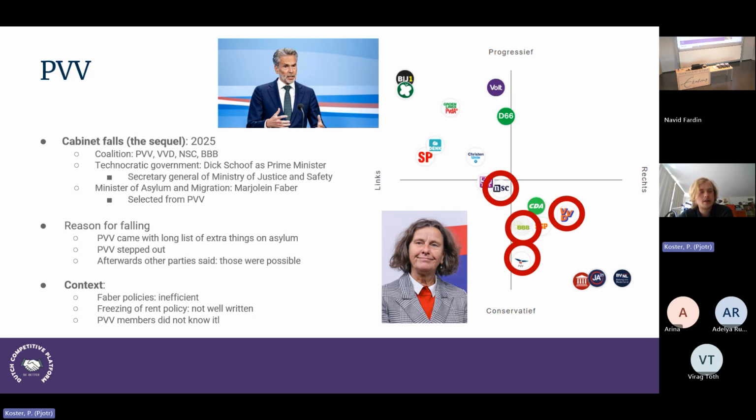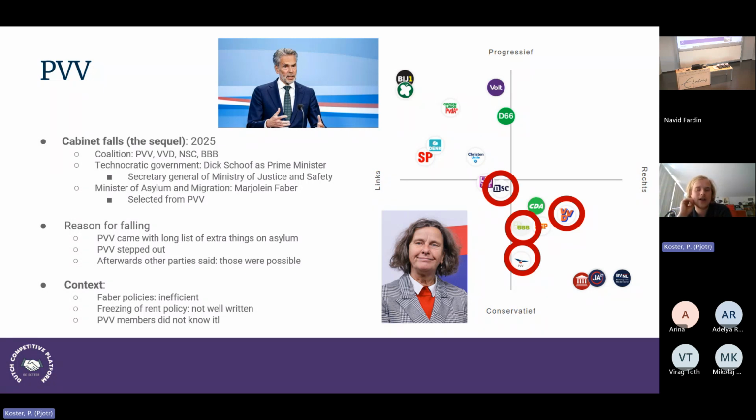A kind of fun context as well is that a couple of the PVV members also did not know that Geert Wilders was going to do this. If you look at what they said before the cabinet fell, they seem to be quite positive this is going to happen. Dick Schoof was also saying that most likely they will be able to resolve these issues, all of that kind of stuff.